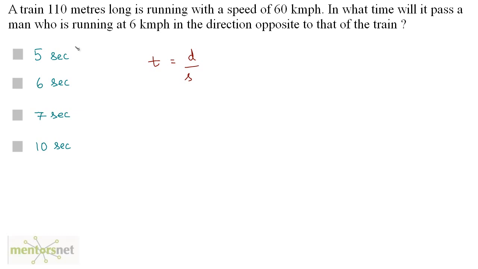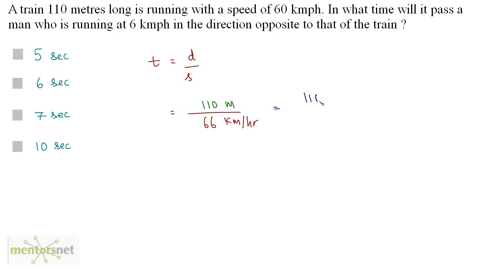So what is the relative speed when two objects are moving in opposite directions? Well, it is just the addition of their speeds. So we have the speed as 60 kilometers per hour plus 6 kilometers per hour, which is 66 kilometers per hour. Now to pass a man, which is as good as a point, a train will have to travel its own length, and therefore we get the distance as 110 meters. Now there is a difference in the units. We'll have to convert this speed which is in kilometers per hour to meters per second. Let's convert the speed.